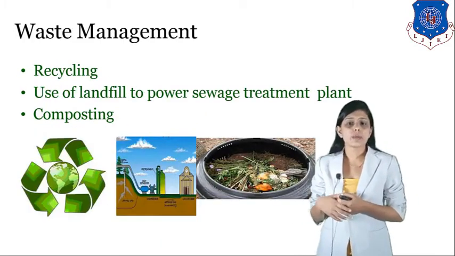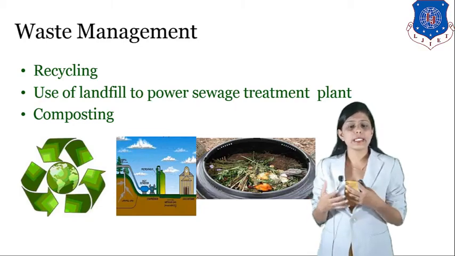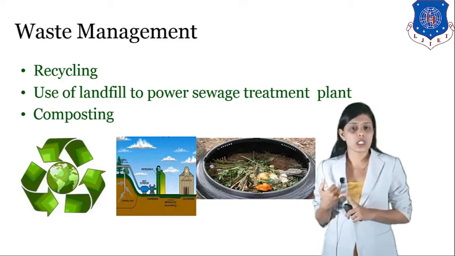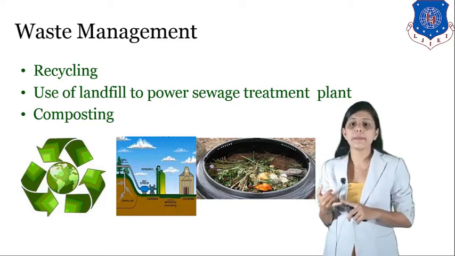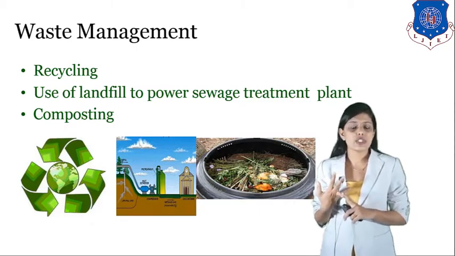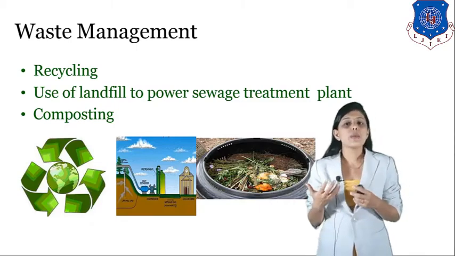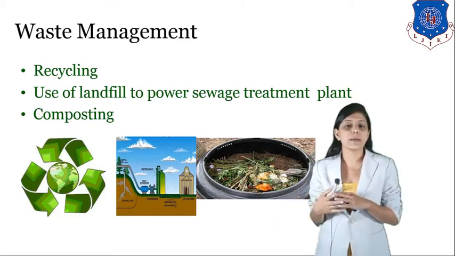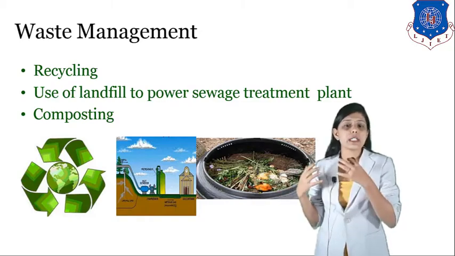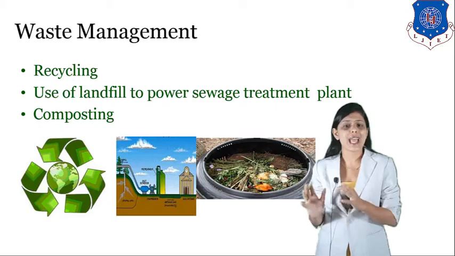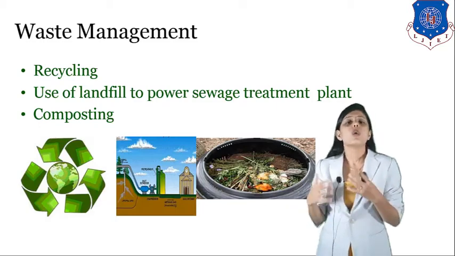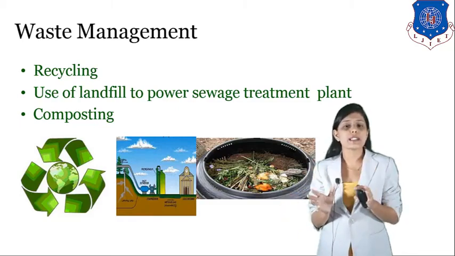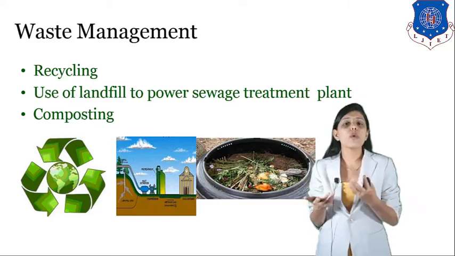Waste management. So management of the waste should be done properly in sustainable development. Recycling of waste should be done so that the resources are conserved and less amount of waste is generated. Use of landfills to power sewage treatment plants and composting. So what happens here? Landfills are used to convert them into power. The waste which is emitted from the household and municipal waste is converted into compost. What does composting mean? Composting means converting waste into fertilizer. So that waste is used as a fertilizer to grow more and more plants.